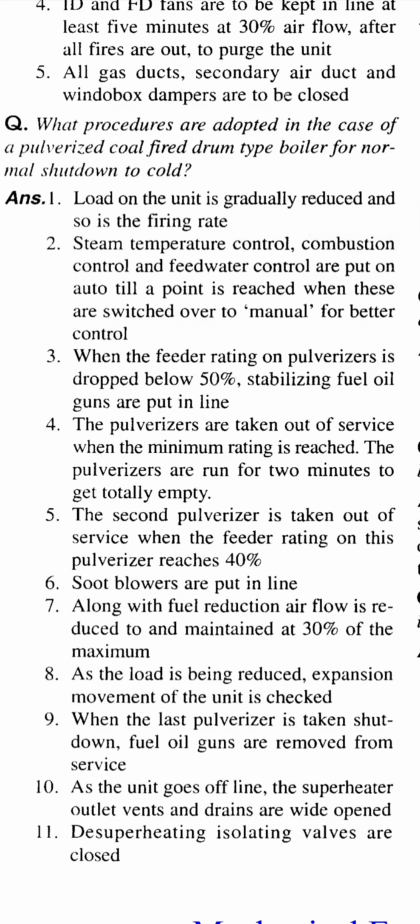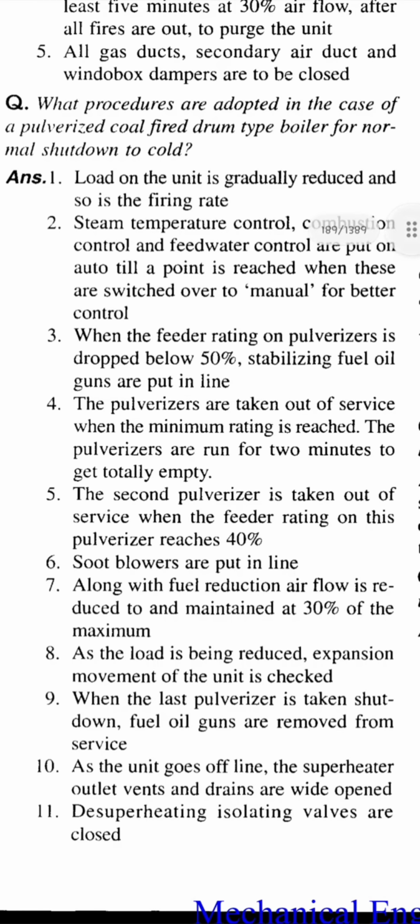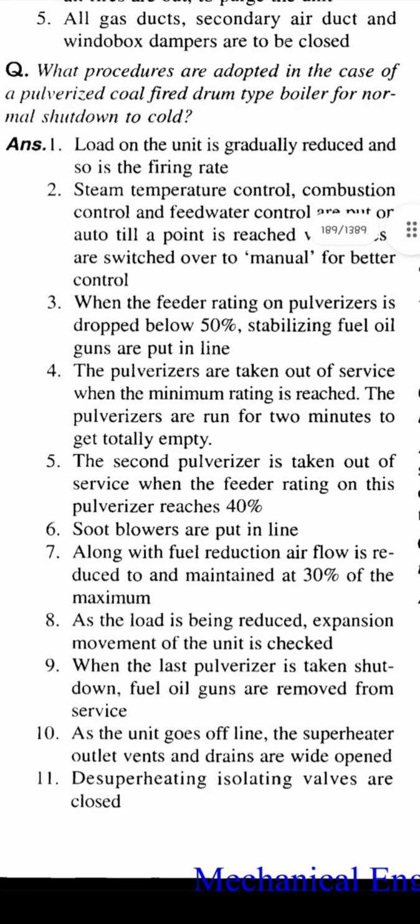Question: what procedure is adopted in the case of pulverized coal fired drum type boiler for normal shutdown to cold? Answer: load on the unit is gradually reduced and so is the firing rate. Steam temperature control, combustion control and feedwater control are put on auto till a point is reached when these are switched over to manual for better control.